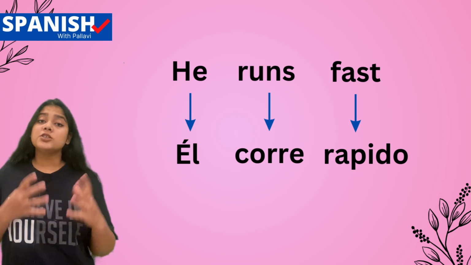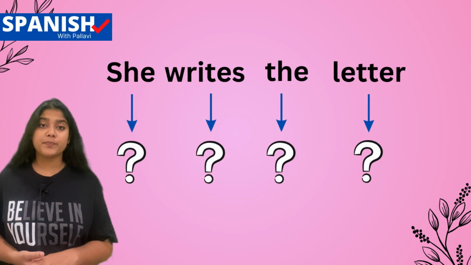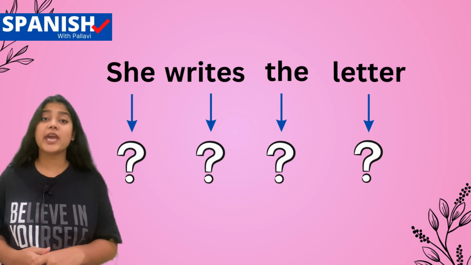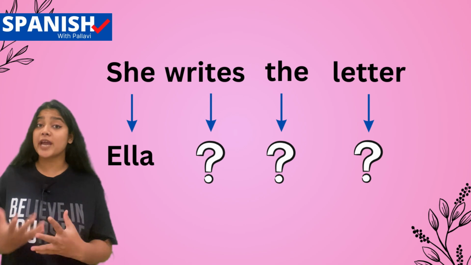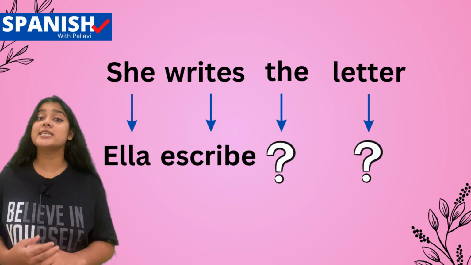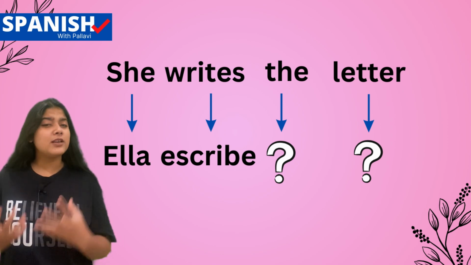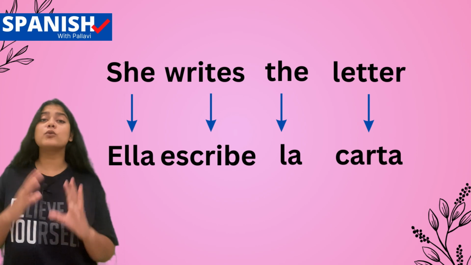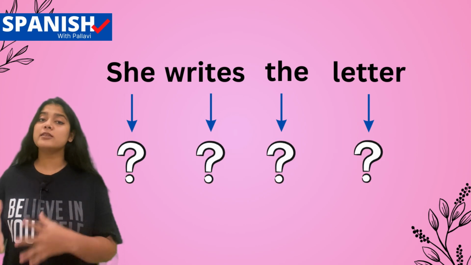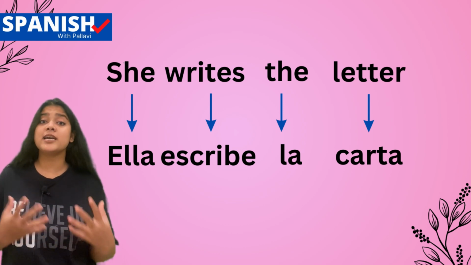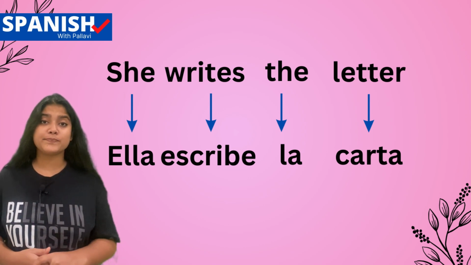Next. She writes the letter. How do we say that? She will be ella. Writes will be escribe. The letter will be la carta. So the whole sentence will be: she writes the letter. Ella escribe la carta.